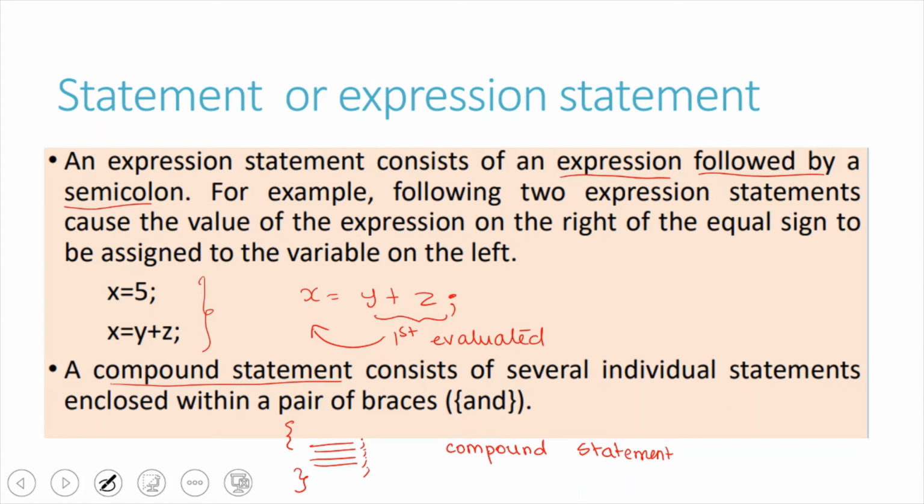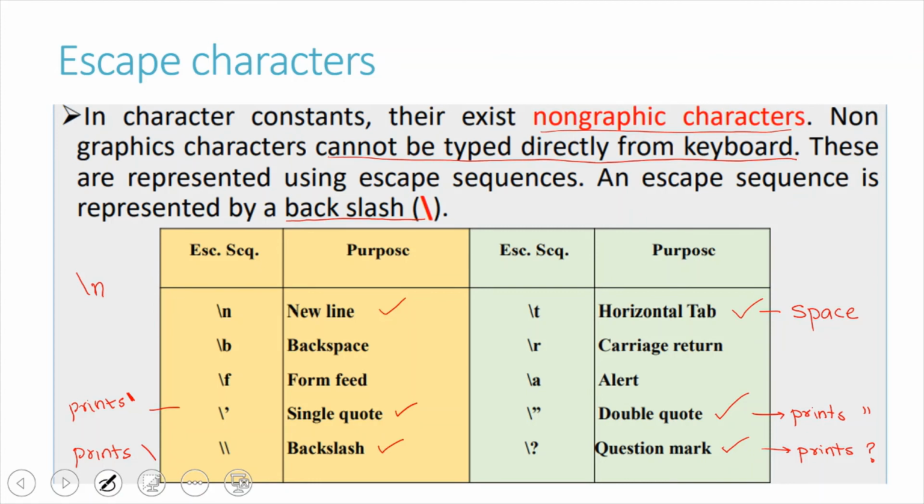Next, what is meant by a statement? An expression which is followed by a semicolon is called a statement. For example, x = y + z is an expression which is followed by a semicolon. So first y + z is evaluated and then that value is given to the variable called x. Next, what is meant by a compound statement? A compound statement consists of a set of braces, and inside that your statements can be written.